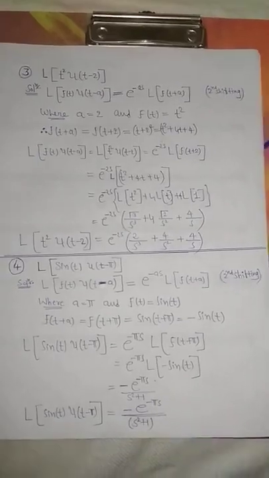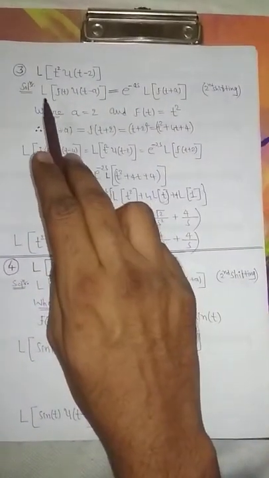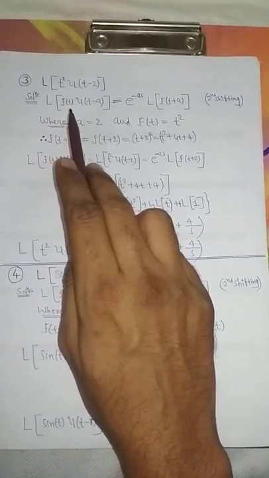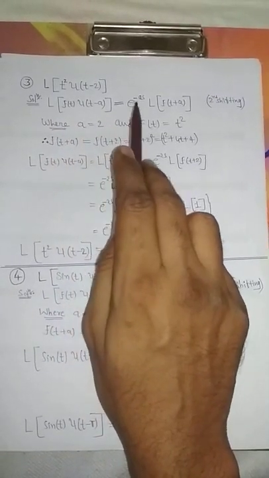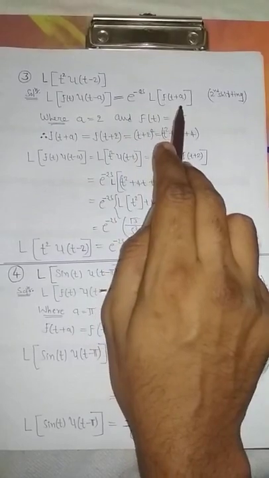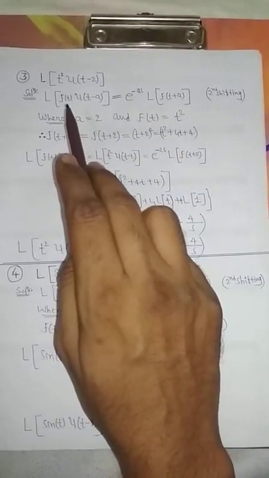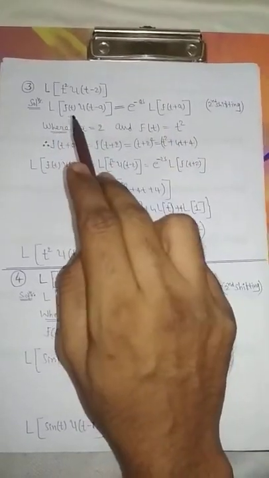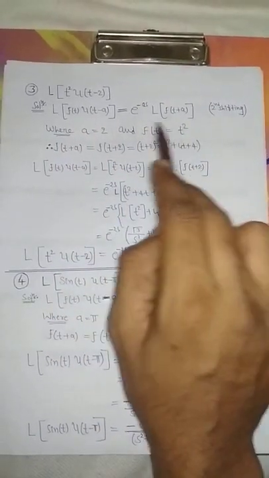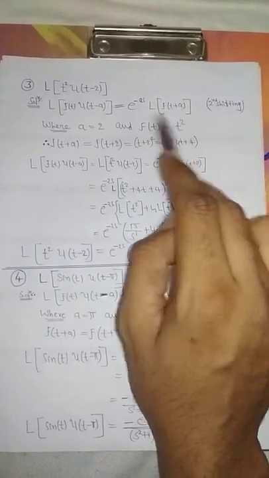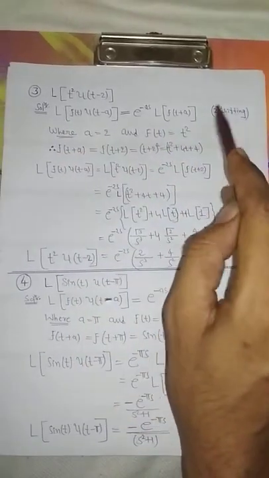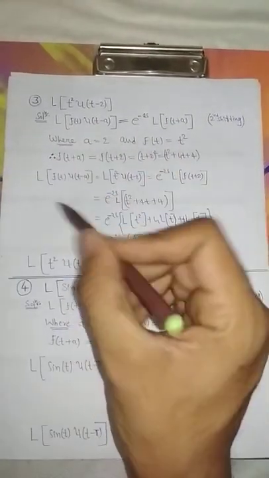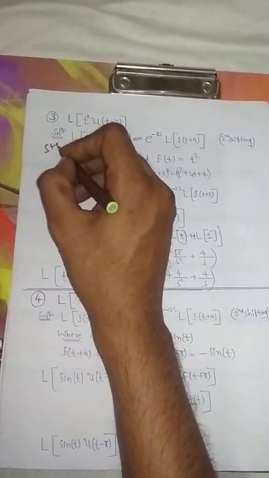So first of all, write down the formula of the second shifting property. Laplace of f of t u of t minus a equal to e raised to minus as f of t plus a, because we have an f of t here. When we have an f of t, then we are taking Laplace of f of t plus a. If we have an f of t minus a, we are taking Laplace of f of t. In most examples, we are using this formula. That is the second shifting property. In this case, this is our step number 1.